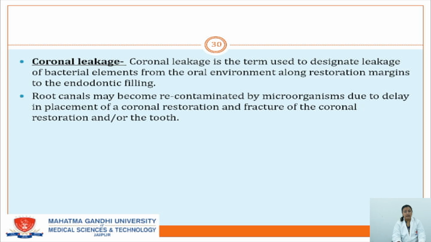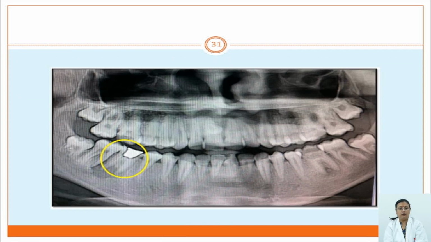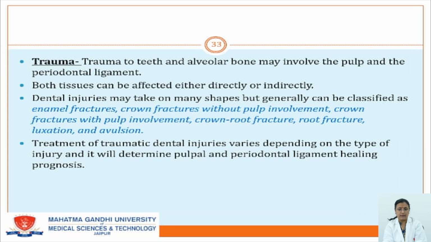Again, then there comes coronal leakage. Coronal leakage is the leakage of bacterial elements from the oral environment along the restorative margins to the endodontic fillings. The root canals may become recontaminated by microorganisms due to delay in placement of the coronal restoration and fracture of the coronal restoration of the tooth. So we'll be continuing with another reason why this occurs.